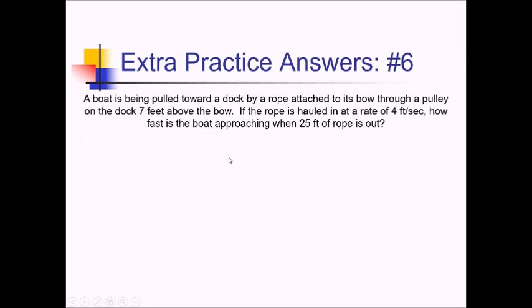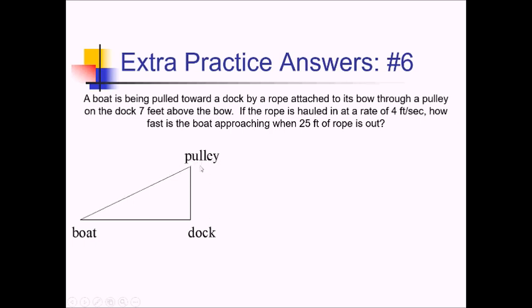On this problem, we have a boat being pulled toward a dock by rope attached to its bow through a pulley on the dock 7 feet above the bow. If the rope's hauled in at a rate of 4 feet per second, how fast is the boat approaching when 25 feet of rope is out? So this is a really tough one if you don't draw a picture to visualize it. Just to draw a picture, this is a big triangle. We have a boat out here being pulled toward a dock, and there's a pulley that the rope is going through to pull the boat toward the dock.